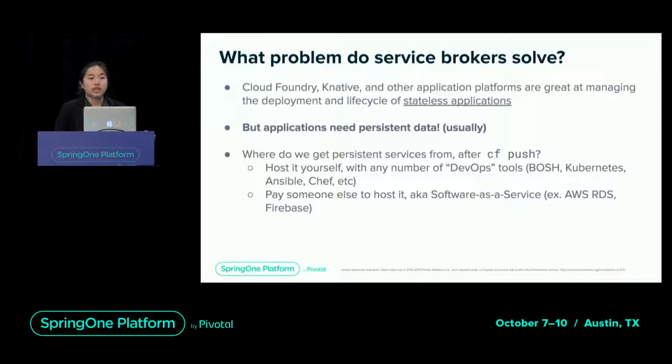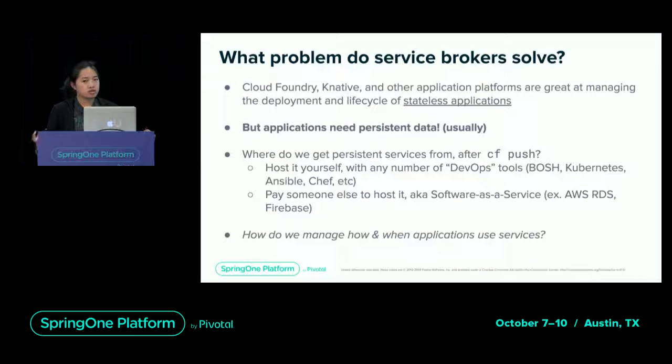So in terms of provisioning it, you can put your persistent data services in a couple different places. You can host it yourself. You can template it using something like BOSH or Kubernetes or Ansible, or you can pay someone else to do it. You can consume software as a service from AWS, Firebase, Azure, DigitalOcean, a huge number of offerings out there, which sort of answers part of the question. That doesn't totally answer the question of how do we as application developers manage how and when our applications connect up to these persistent data services.